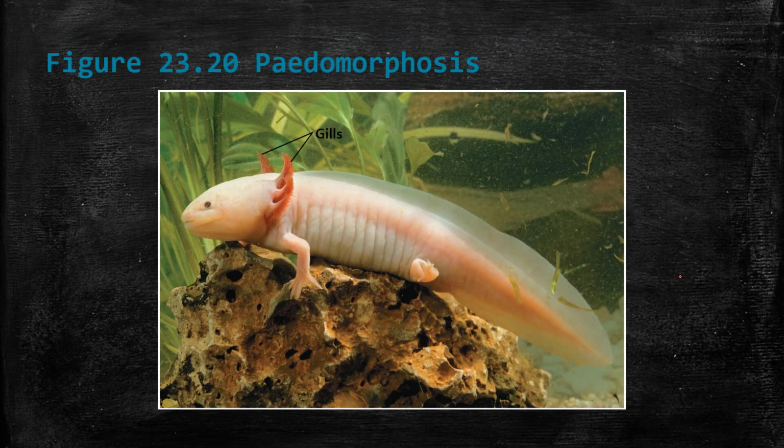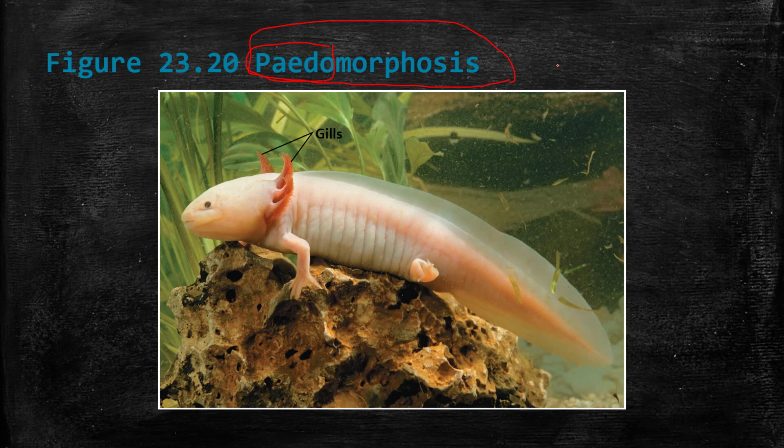Another thing, and this actually ties into the previous slide, that can happen with heterochrony is paedomorphosis. That's a weird word, but it's a great word. Paedo, like pediatrician, means child, and morphosis means shape.